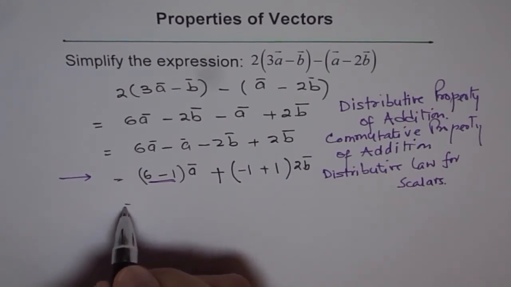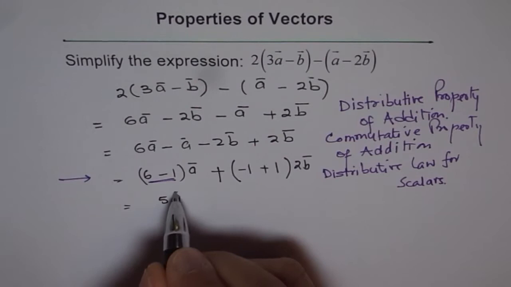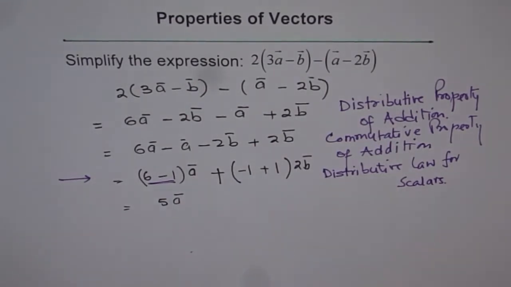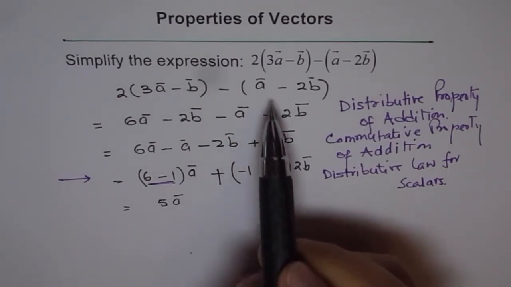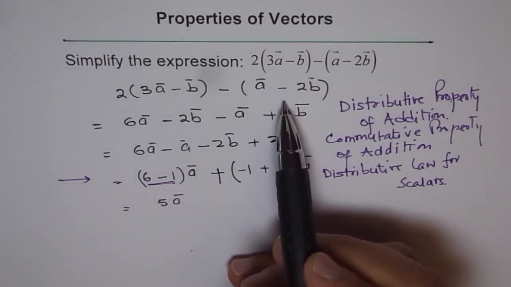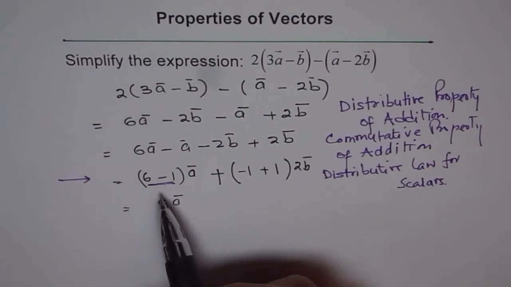So that makes a huge difference, and then we get our answer, which is 5 times a, and this is 0, right? So we get 5a as our answer, correct? So that is how it has to be simplified, explaining each and every property. Remember, if we have vectors inside added and subtracted, then it is the property of addition. But if inside we have a scalar, then it is the law for scalars, correct? Remember that part.